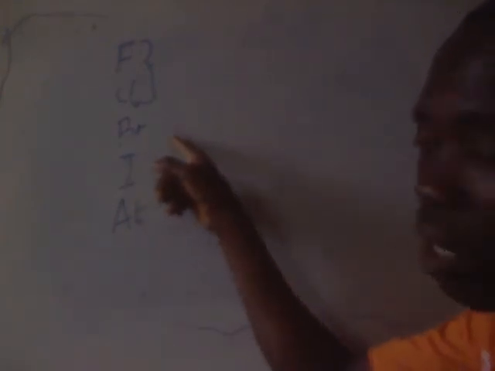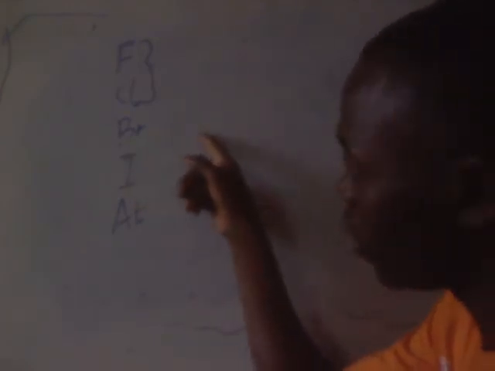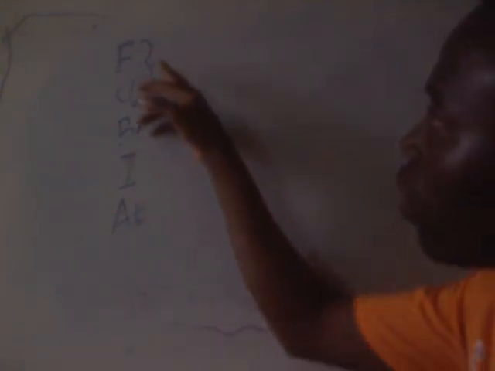Are you there? Fluorine and chlorine, two of them, are gases at STP. They are gases at normal temperature and pressure. Bromine is a liquid. Iodine and astatine, they are solids. Bromine is a liquid. Fluorine and chlorine are gases at STP.